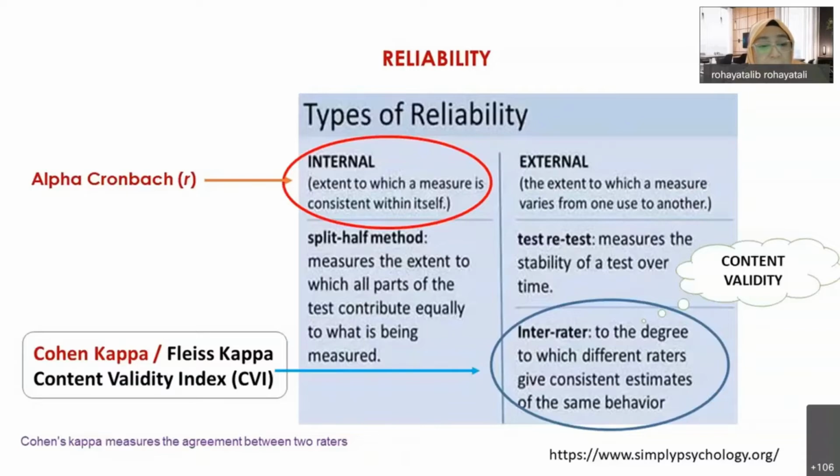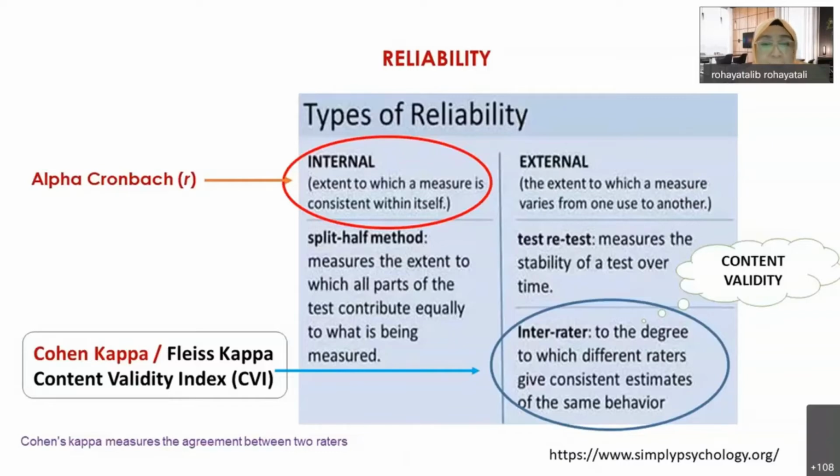Cohen's Kappa, Fleiss' Kappa or content validity index is actually validity proof, but it happens through inter-rater reliability. You want to prove the content is valid. For Cohen's Kappa, you need two raters. You use the Fleiss' Kappa formula when your raters are more than two. When you give it to expert review, rater 1, rater 2, you try to prove the content is valid with high validity through inter-rater reliability.